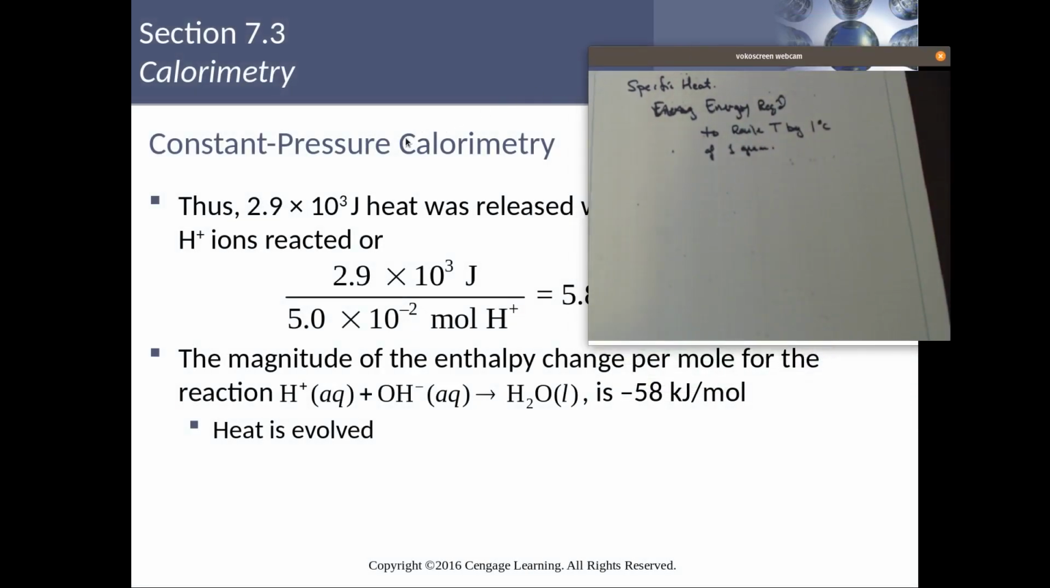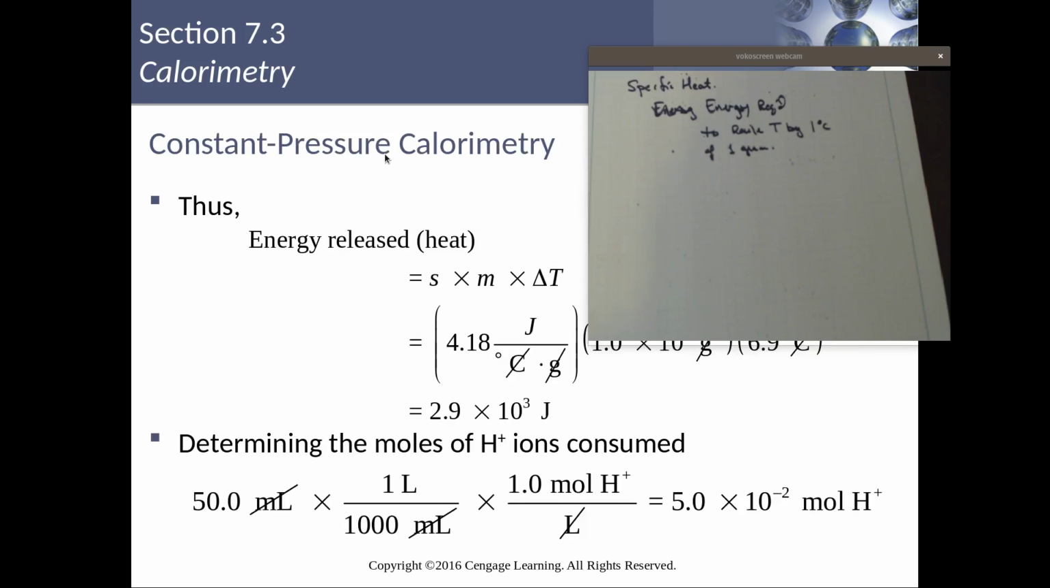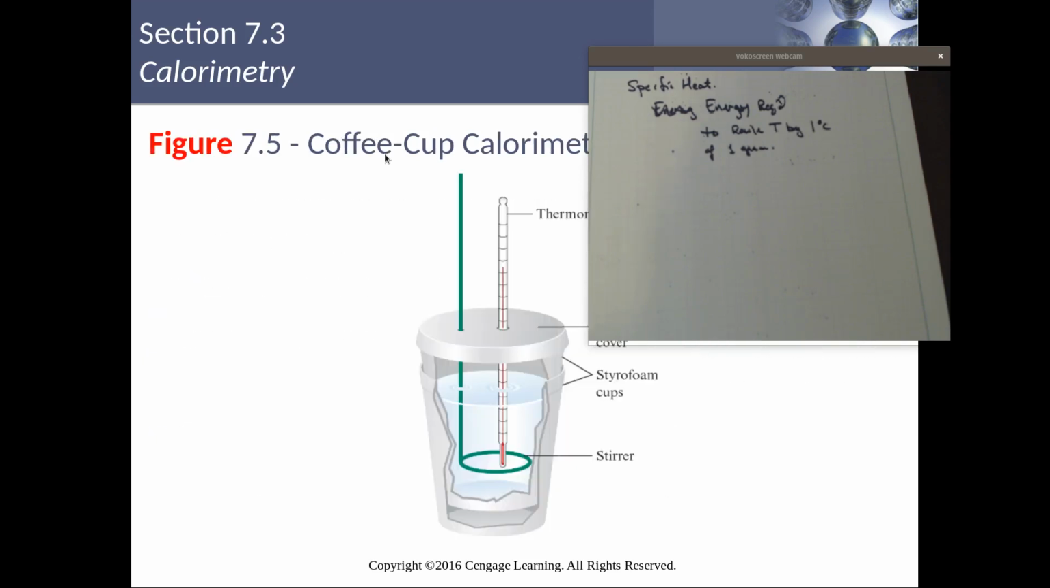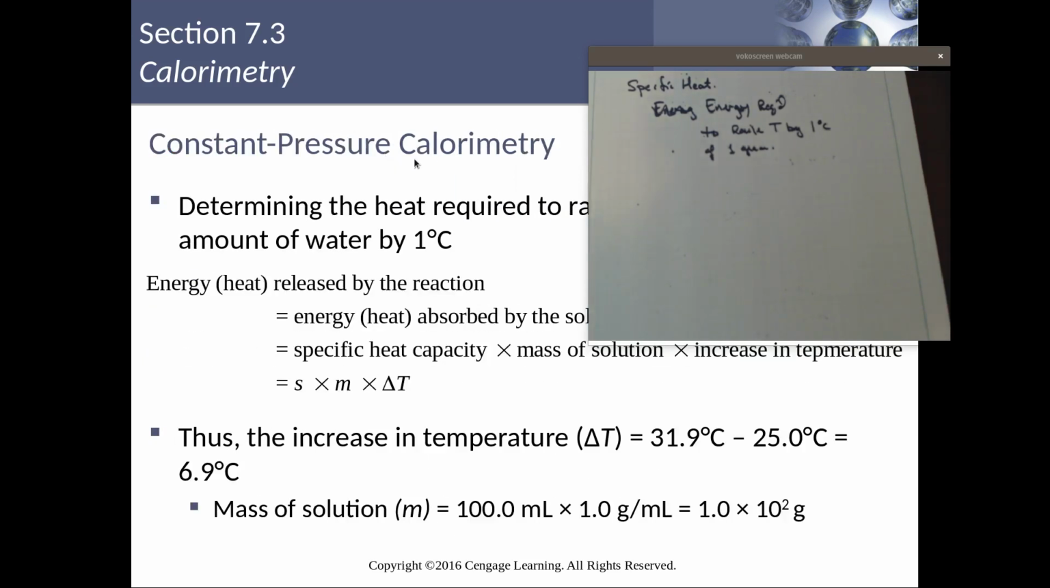So we need to look at there's some data that needs to be done. So let's go back here. I got a little bit ahead of myself. Okay, so the way we do this is very simple. We say that the energy that's released by this reaction, I need to know the specific heat capacity of the system, and the delta T.